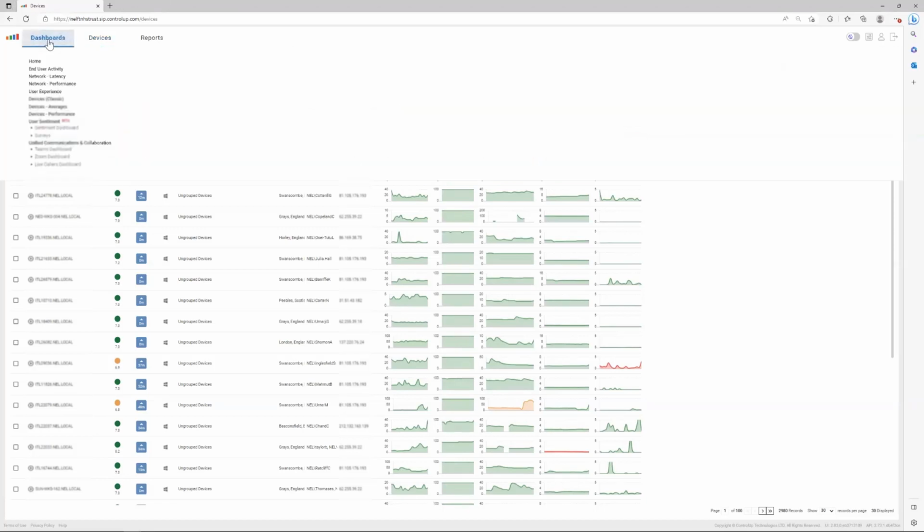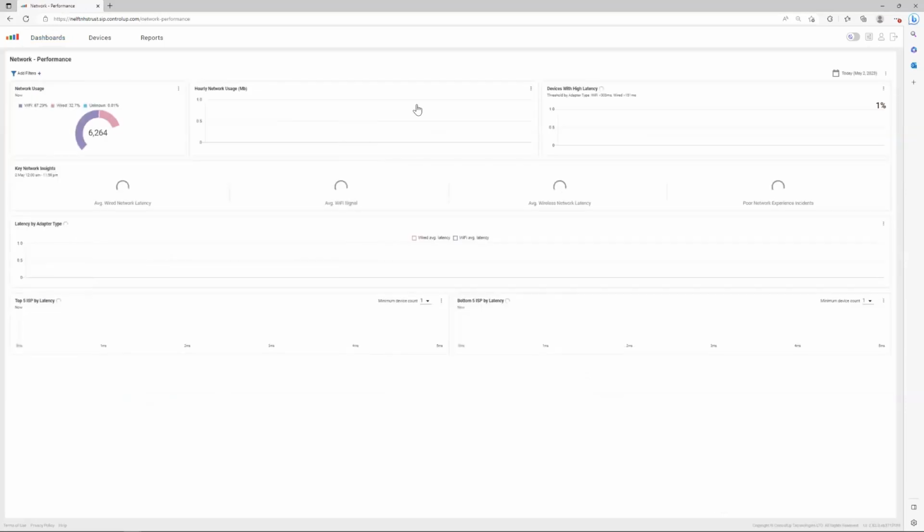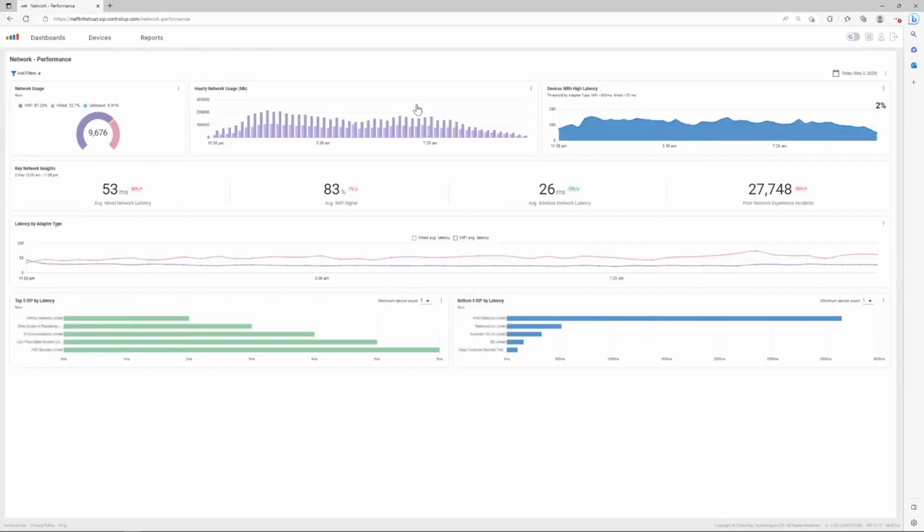But what our new dashboard does, let's go ahead and pull up the network performance dashboard. It gives an overview of all the devices on the tenant. This upper line lets the manager know the Wi-Fi versus the wired connections. Obviously, a lot of people are probably working from home on Wi-Fi connections. Then there's hourly network usage and the devices with high latency. This graph is a little bit confusing because the graph itself is the number of devices, whereas this percentage is the number of devices with issues.